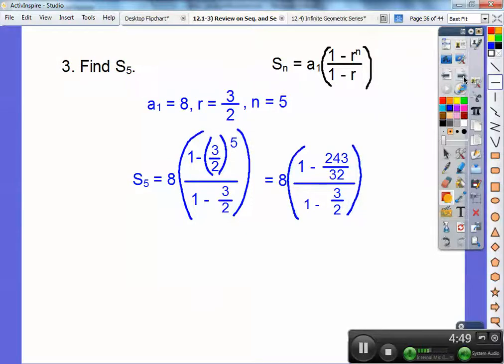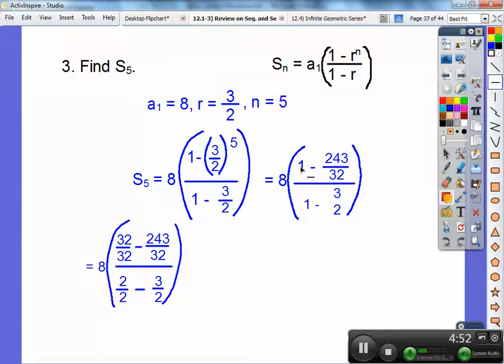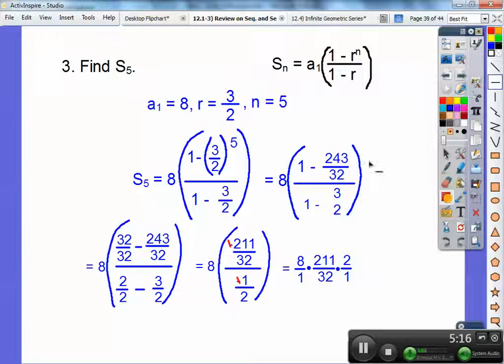So 1 is 32 over 32, and 1 is also 2 over 2. So I can combine these like terms, or get common denominators. Sorry, my bad, as you guys say. Here's my 1 minus 243 over 32, and here's my 1 minus 3 halves. Now I can subtract them because they have common denominators. I think I did that all right. The negatives cancel because it's negative over negative. Then you invert this bottom fraction and multiply. So here's my 8 over 1 times 211 over 32. 8 times 2 is 16, and 16 goes into 32 2 times. So your final answer is 211 over 2.